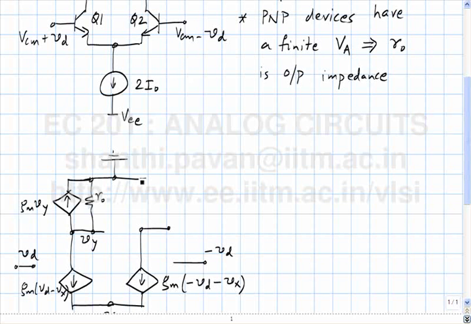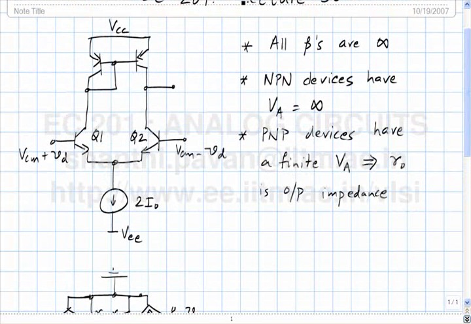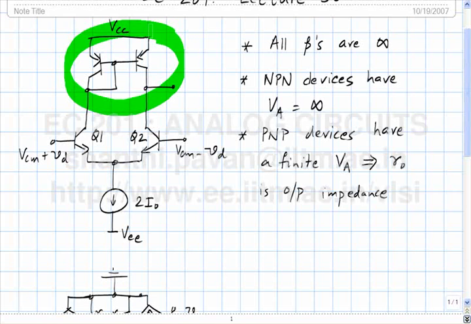What do I do there? There is R naught. There is the voltage controlled current source. And what is the strength of the voltage controlled current source? Gm times what voltage? Vy. Why? Because both these transistors have the same base and emitter voltages.